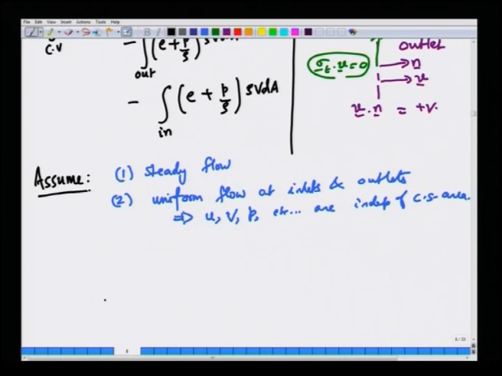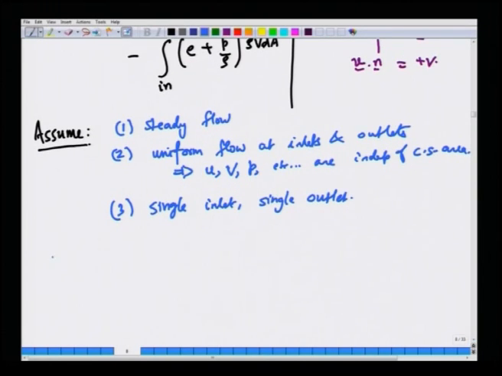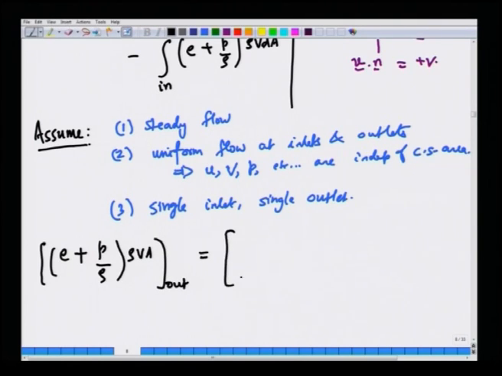Okay. So, once we do that, we will further assume single inlet, single outlet. For simplicity, there is only one inlet and one outlet, in which case this equation becomes E plus P by rho times rho V A at the outlet is E plus P by rho times rho V A at the inlet plus Q dot minus W dot shaft.